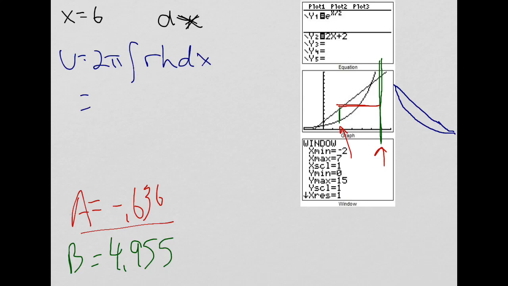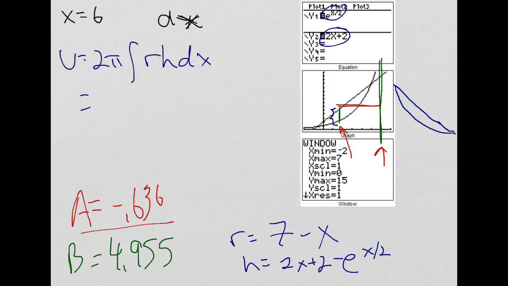So I need to figure out my r and my h. That red line right there is, I'm going to do right minus left. The right is x equals 7, minus the x value that we're working with. So it's just 7 minus x. The h is the height of this green thing right here. That green thing is the difference in those two equations. It's this guy minus that guy. So the h is 2x plus 2 minus e to the x over 2.